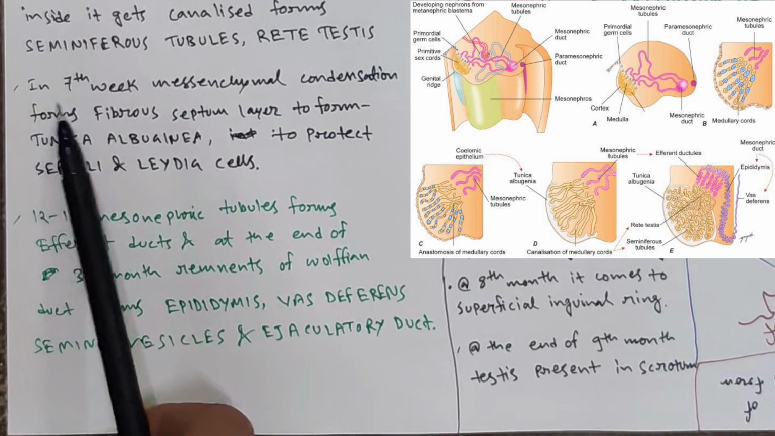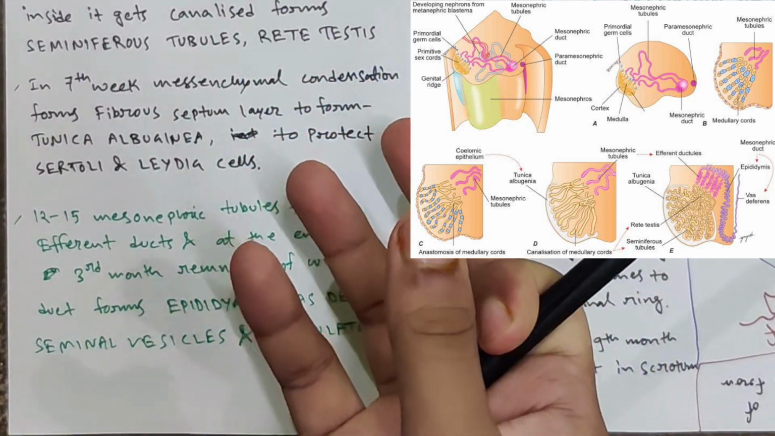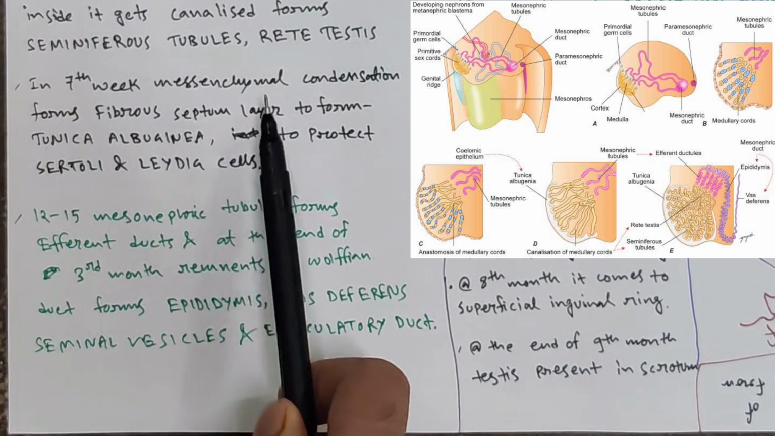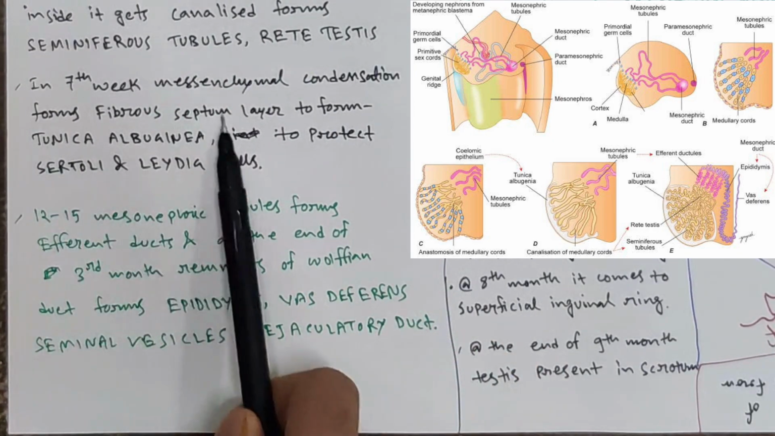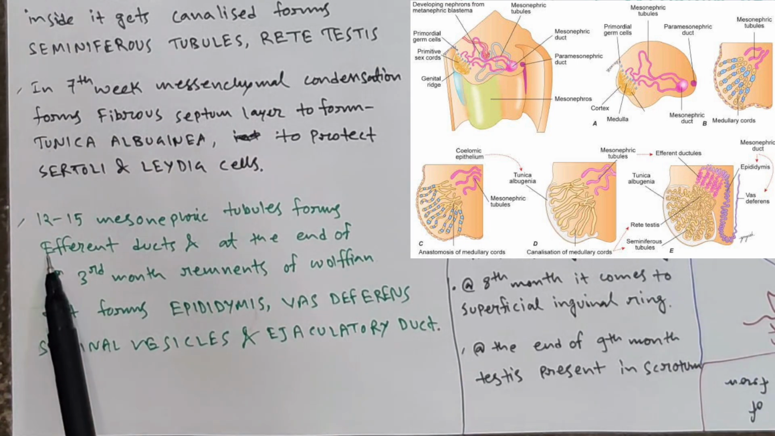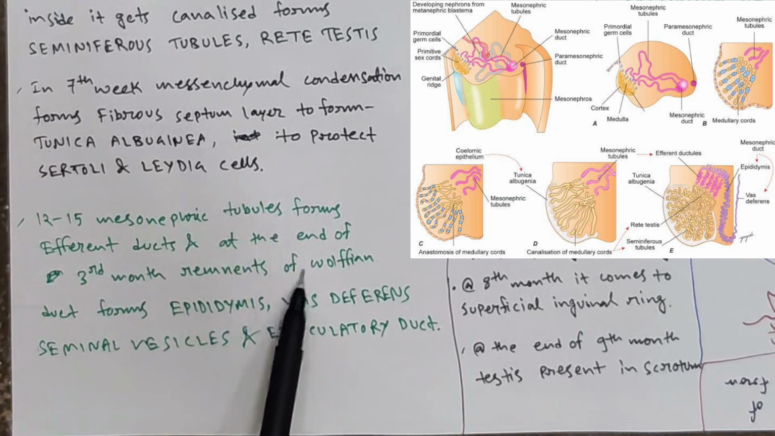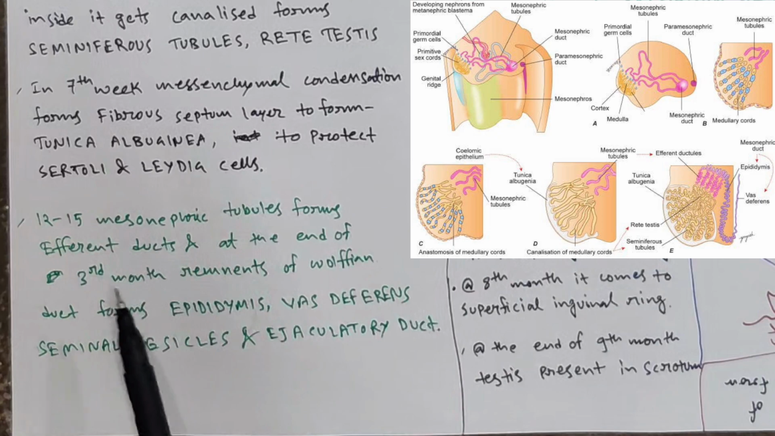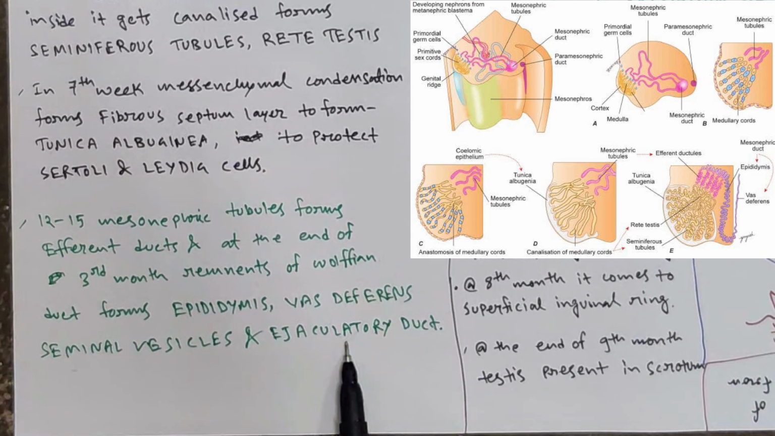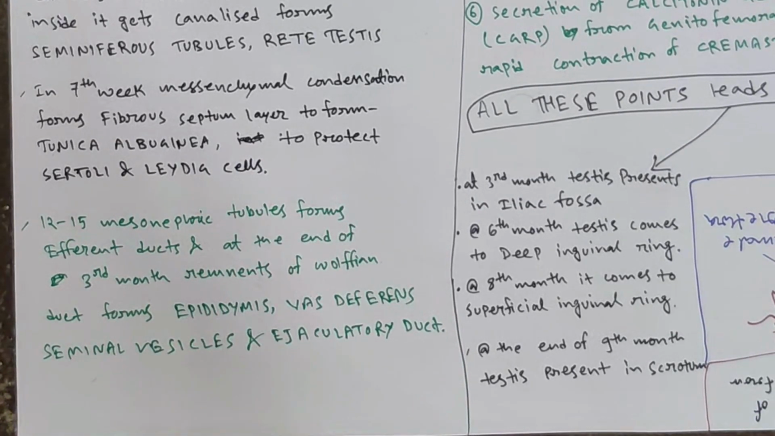In the 7th week of intrauterine life, condensation of adjacent mesenchymal cells occurs around the testis to form a fibrous septum or fibrous layer, which is ultimately known as the tunica albuginea. Now, 12 to 15 mesonephric tubules form the efferent ducts, and at the end of the 3rd month, the remnants of the Wolffian duct, or mesonephric duct, form the epididymis, vas deferens, seminal vesicles and ejaculatory duct. About all these structures, I talked in my earlier anatomy videos of the testis.